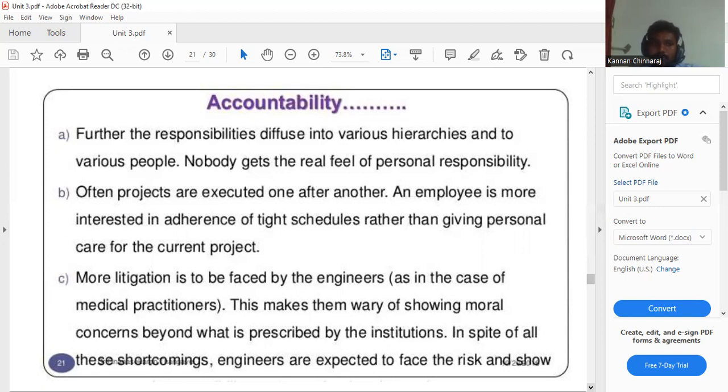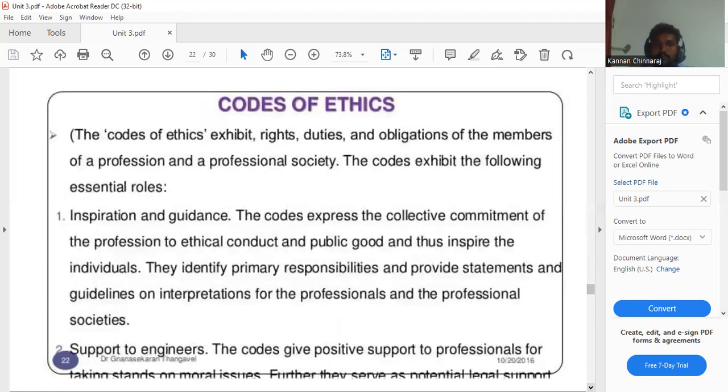More litigation is to be faced by the engineers, as in the case of medical practitioners. This makes them very wary of showing moral concern beyond what is prescribed by the institution. In spite of all these shortcomings, engineers are expected to face the risk. Next one is code of ethics.